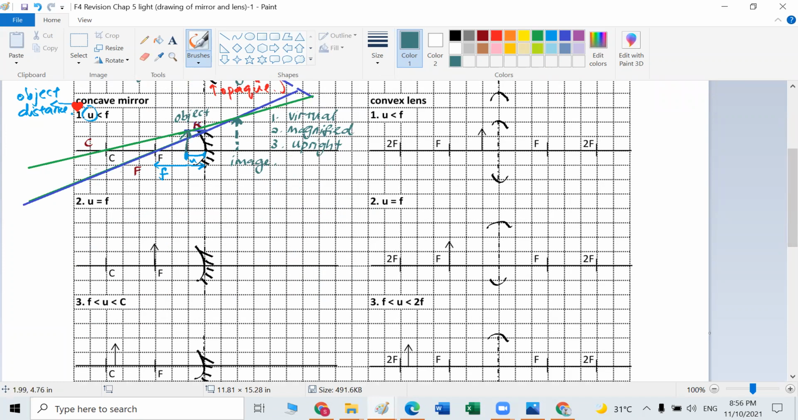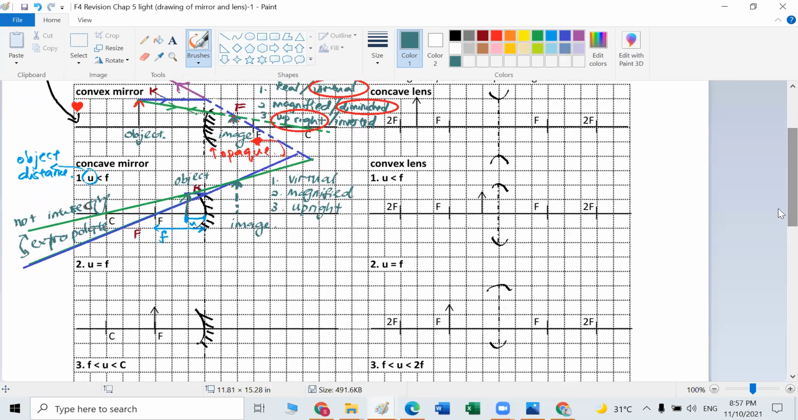Okay, so KFC, if not intersecting, intersecting. So we extrapolate. If not intersecting, we extrapolate another side. So we will see the intersecting part here.